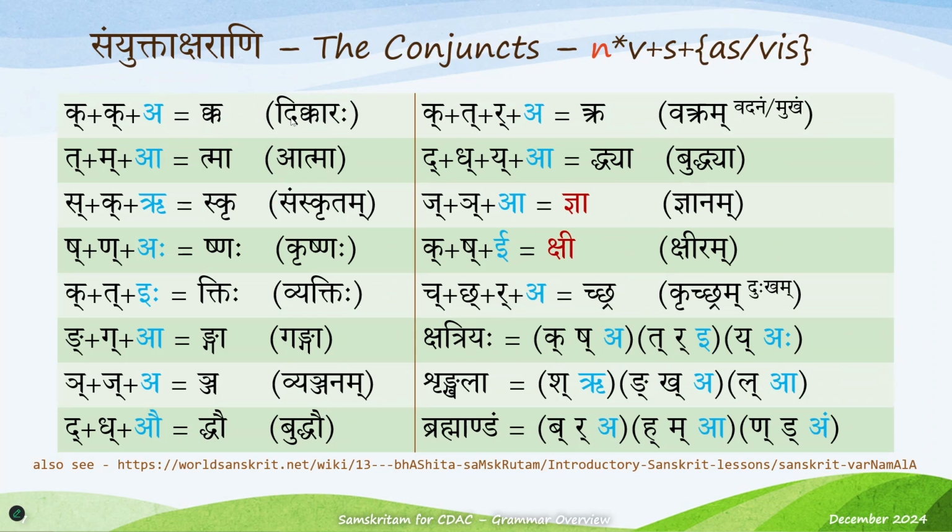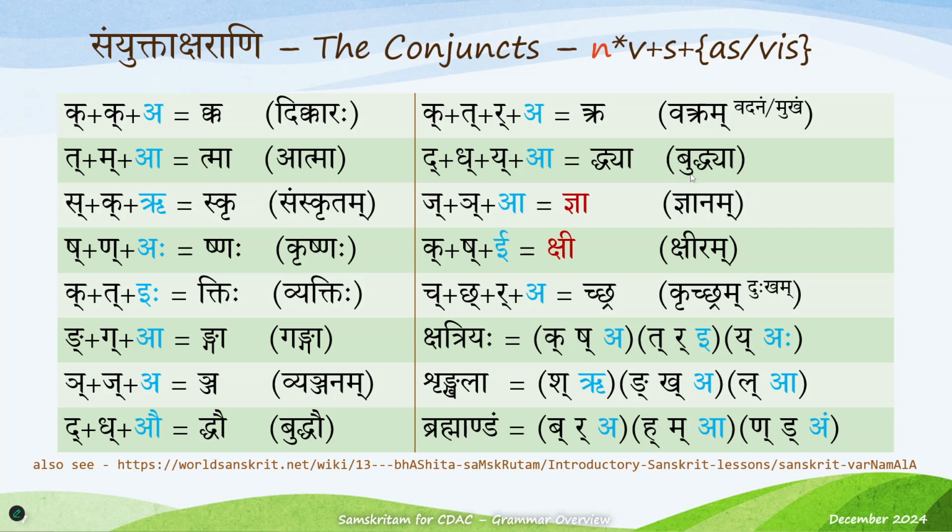So let me pronounce; I won't pronounce the individual letters. Dikkaraha, Atma, Samskritam, Krishnaha, Vyaktihi, Ganga, Vyanjanam, Buddhau, Vaktram. See, there is a triple here. Vaktram: Kakara, Repa, Takara, all are there. So not Vaktam, it is Vaktram. The order is K, T, R, A. It is a very popular word, used in the Ganapati Stotra. Vaktram means Vadanam, Mukham; Mukham is a synonym for Vaktram.